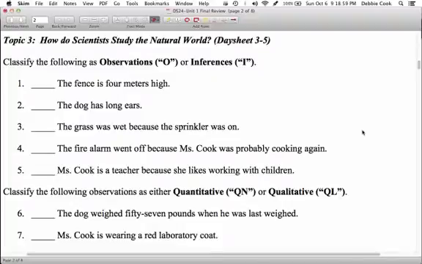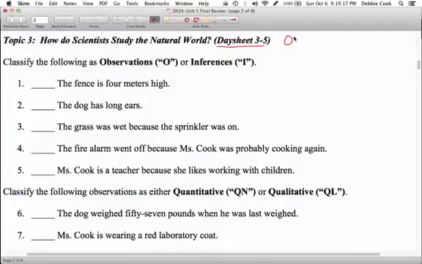Welcome to the topic number 3 review and answer key. Topic number 3 is focusing on how do scientists study the natural world. And if you need to go back and review additional day sheets, you're looking for day sheets 3 through 5. Specifically, how do scientists study the natural world is focusing on two main things.